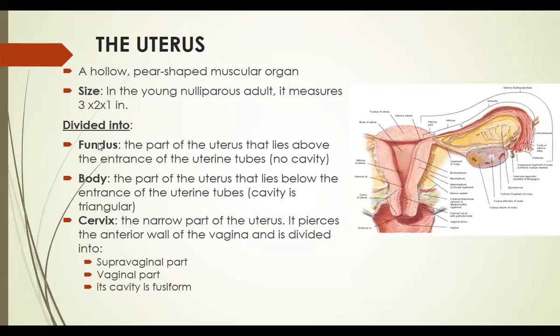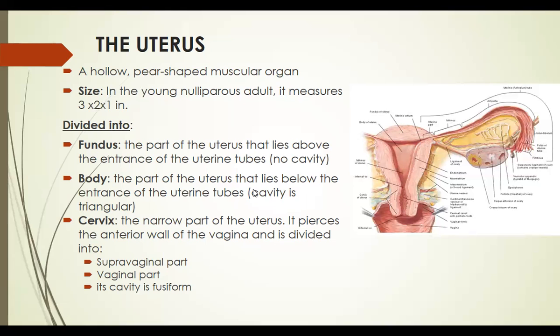It is divided into fundus, body, and cervix. There are three parts for the whole of the uterus. One is the fundus, this is the body, and this part is called the cervix. Fundus is the part of the uterus that lies above the entrance of the uterine tubes. If you see here, there are two uterine tubes or fallopian tubes opening. Above that, whatever part is there is called the fundus.